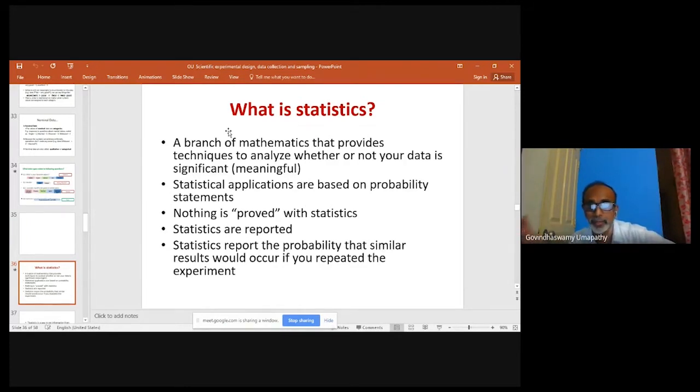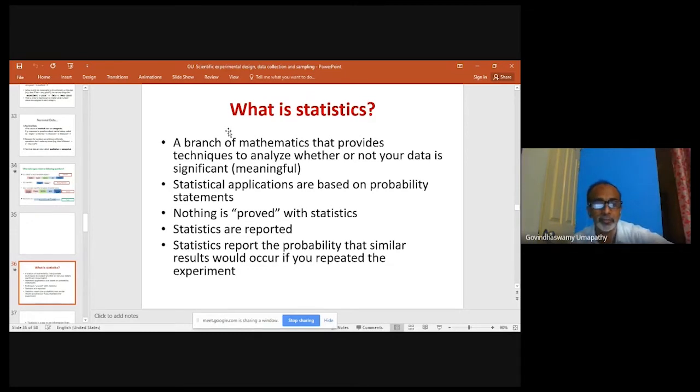It may be 99.99%, still 0.01% is left. So it's always a percentage, a probability of an event occurring based on our sampling, because we never counted the whole population, only 100 people, like that. So nothing is proved with statistics. That's very important. People say, I have done statistics, I can prove something. Statistics are reported. Basically, we state the probability of such an event occurring.